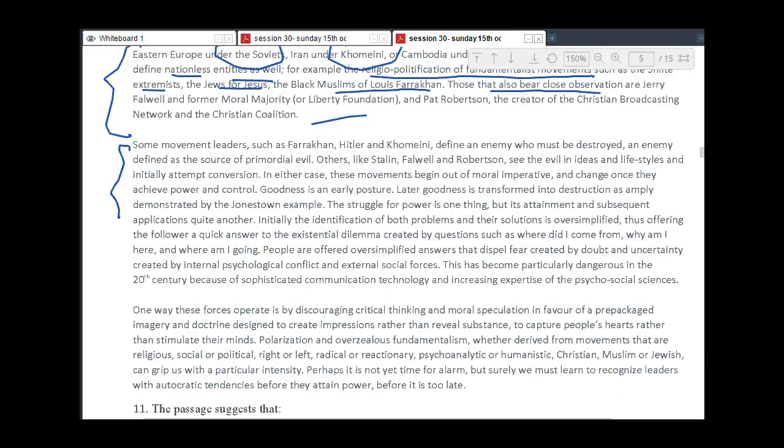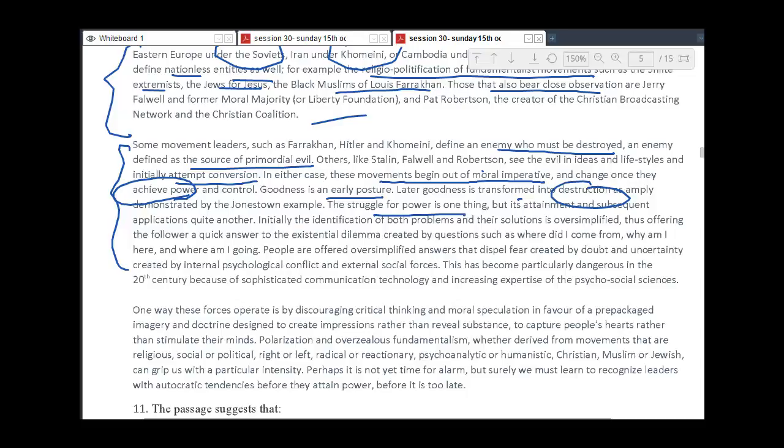Some movement leaders such as X, Y, and Z define an enemy who must be destroyed, an enemy defined as the source of primordial evil. Others like Stalin see the evil in ideas and lifestyles and initially attempt conversion. In either case, these movements begin out of moral imperative and change once they achieve power. So these movements are there to achieve power. Goodness is an early posture. Later, goodness is transformed into destruction. So initially they try to be good and then they become destructive.